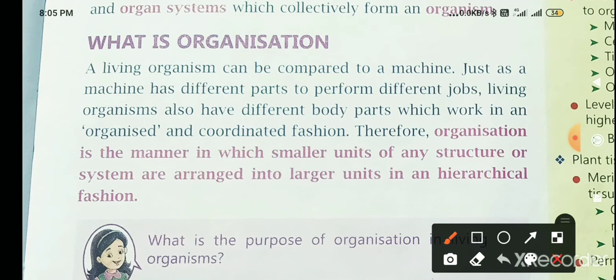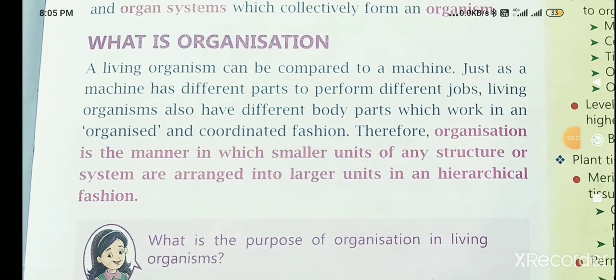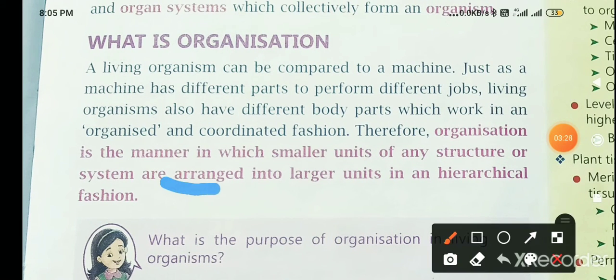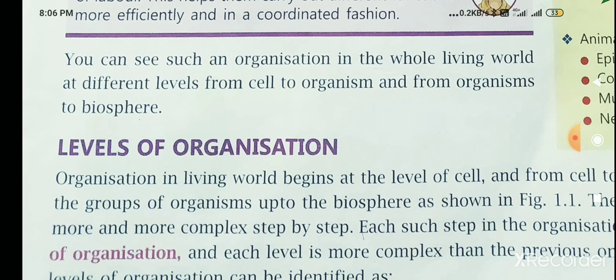Therefore, organization is a manner in which smaller units of any substance or system are arranged into larger units in a hierarchical fashion. You can see such organization in the whole living world, with different levels from organisms to the biosphere. This is the coordinated fashion we can say.